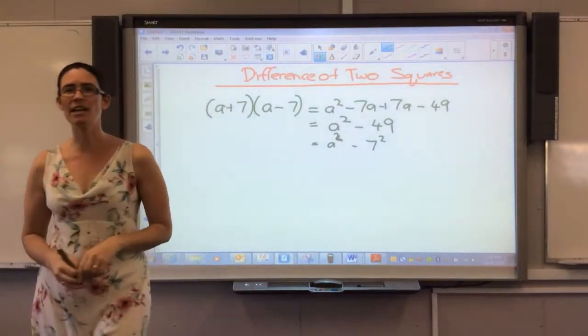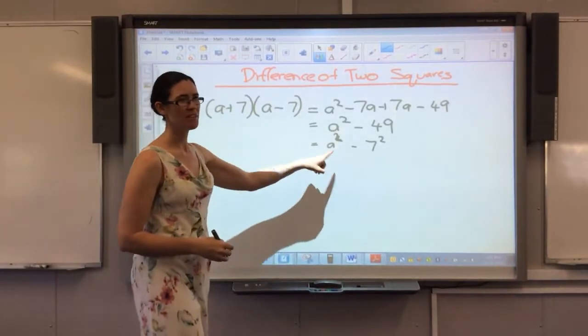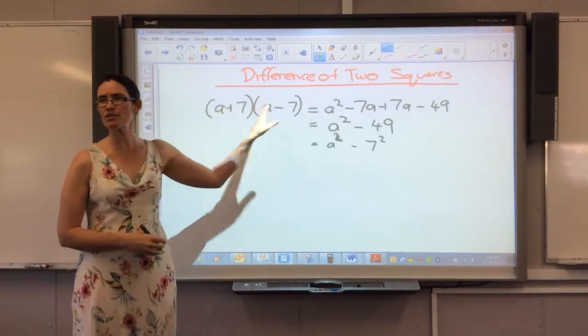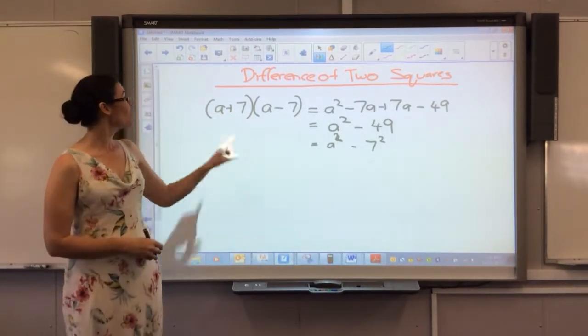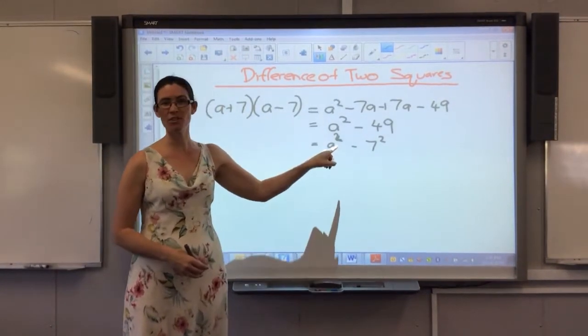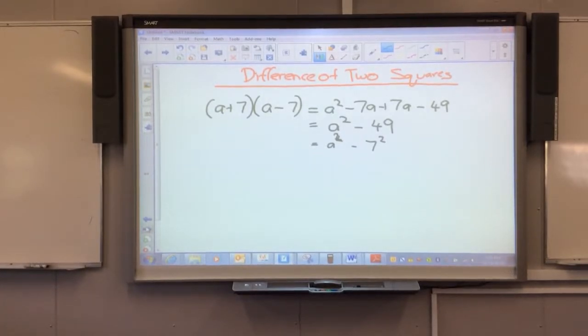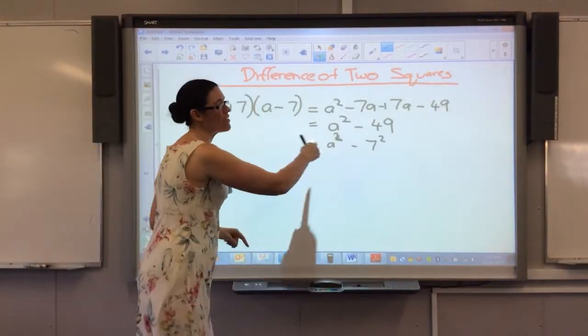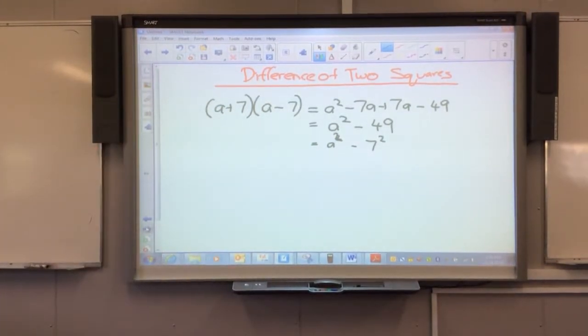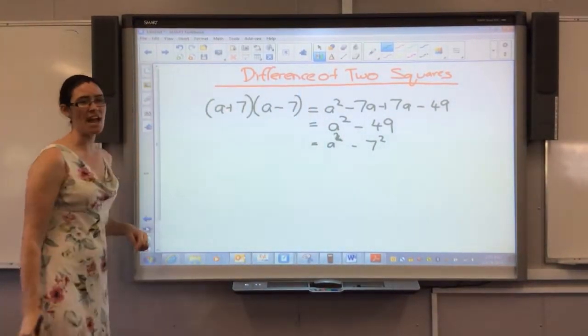Can you see how these are related? What's the relationship between the question and the answer here? The a's have been squared, the 7's have been squared, and it's the difference, hence the heading difference of two squares. So when I expand them, I end up with this. Factorising, as we know, is the reverse of expanding. So if I had this as the question, then this is my answer.